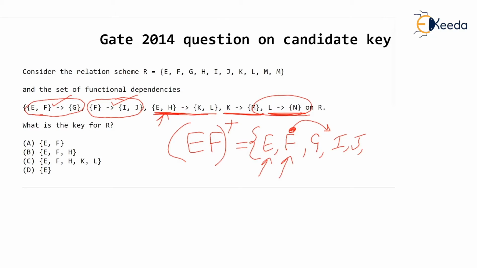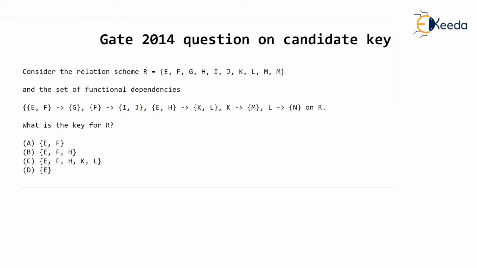So EF is going to simply contain EFGIJ. That means EF, the first option, cannot be a candidate key. Definitely EF will be part of the candidate key. But then what are you supposed to do? Put some more things in EF? Only EF cannot determine all the attributes. So what if I put EFH? Let's check the second option.